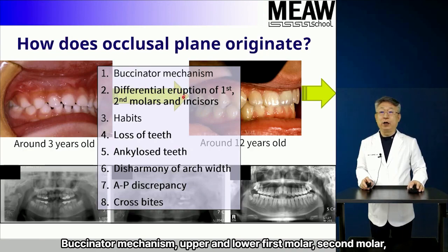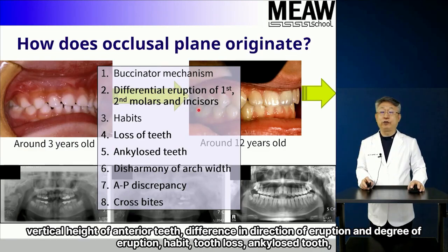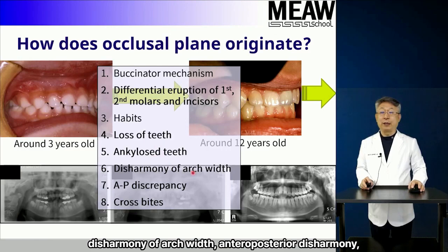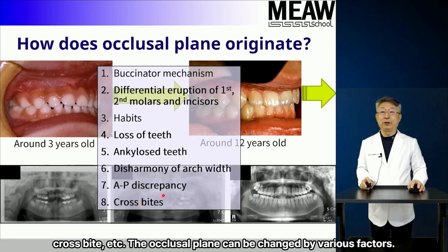Buccinator mechanism, upper and lower first molar, second molar. Vertical height of anterior teeth, difference in direction of eruption and degree of eruption. Habit, tooth loss, ankylosed tooth. Disharmony of arch width, anteroposterior disharmony. Crossbite, etc. The occlusal plane can be changed by various factors.